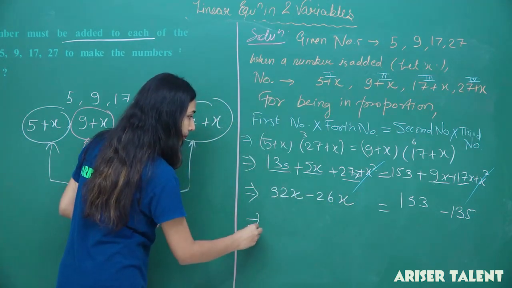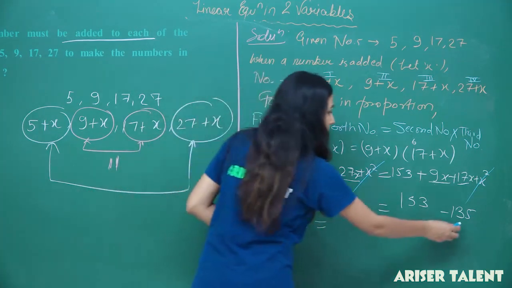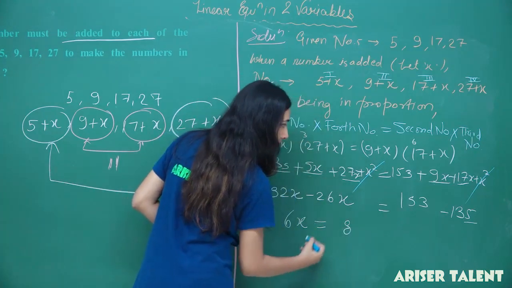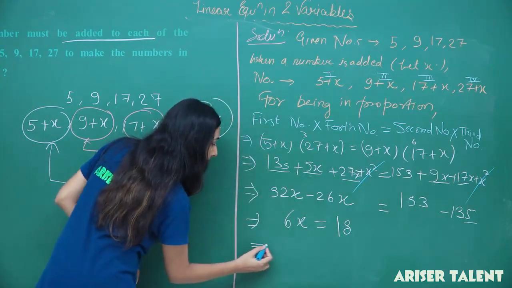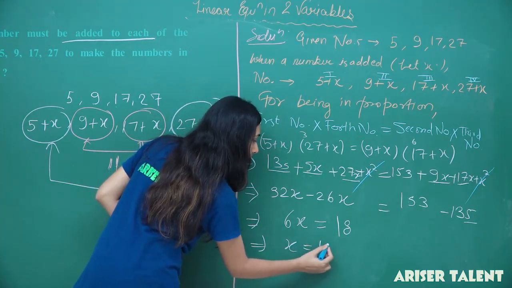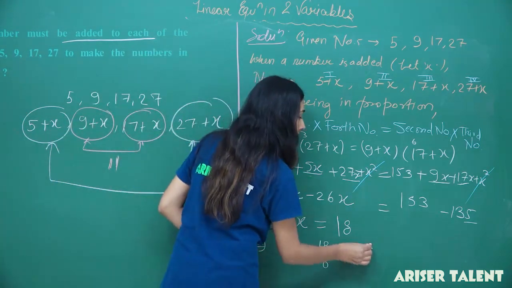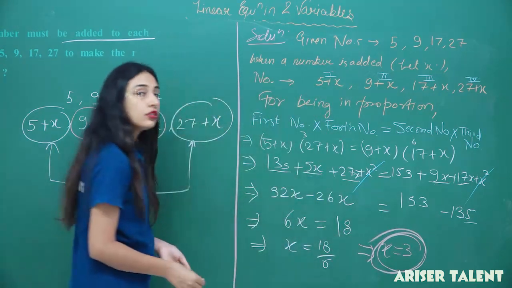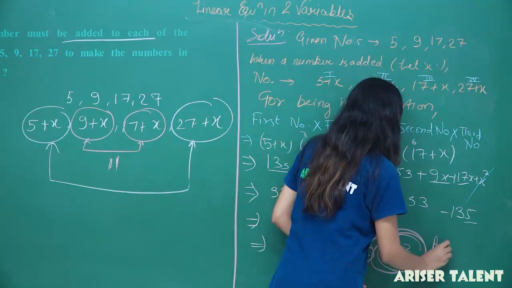This implies that 6x will be equals to 8, 4 and 3, 1. This implies that x equals to 18 by 6. What does that mean? x equals to simply 3. So this is your answer.